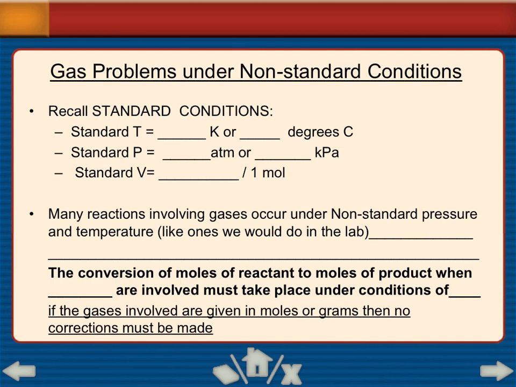Okay, now we've already learned this. We're looking at what standard conditions are. We did this back in the stoichiometry unit. Standard temperature is 273 Kelvin or 0.00 degrees Celsius. Standard pressure is 1.00 atmosphere or 101.3 kilopascals. If all these things are true, then the standard molar volume is 22.4 liters per 1 mole.